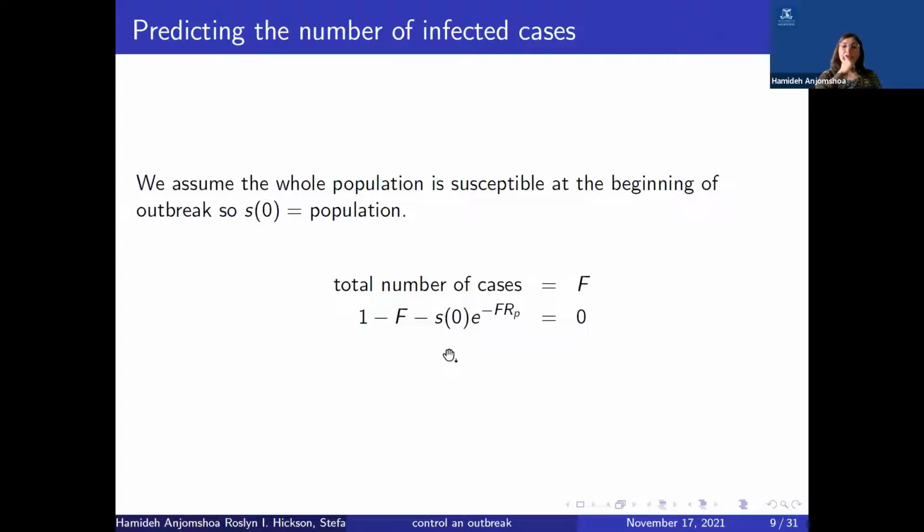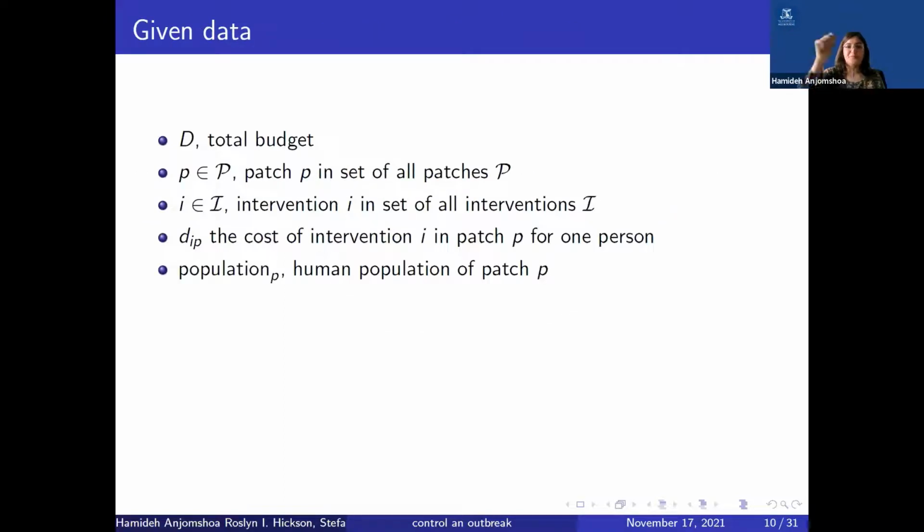So we thought, after negotiation with Roslyn and Manoj, how about if we decrease R naught here? Definitely if we decrease R naught, we decrease F, the total number of cases, as well. So instead of touching this transcendental equation in the beginning, we focus on R naught here. So that's a deal.